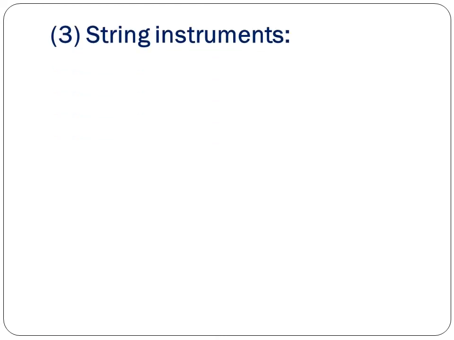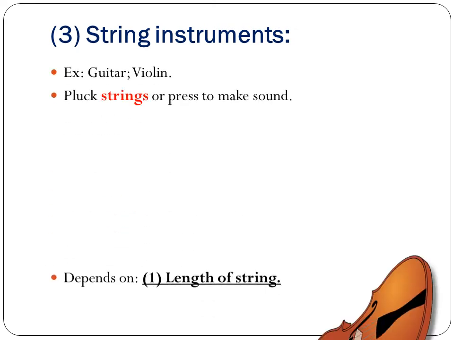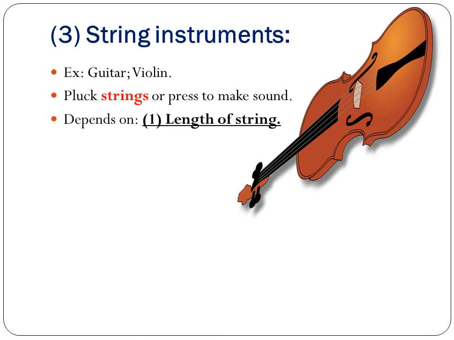Number 3 here is called string instruments. The string instruments are like the guitar and the violin. We pluck the string or press it to make a sound. It depends on some factors or some variables. Okay, and we said the factors mean the things that affect. So here the first one is the length of the string.